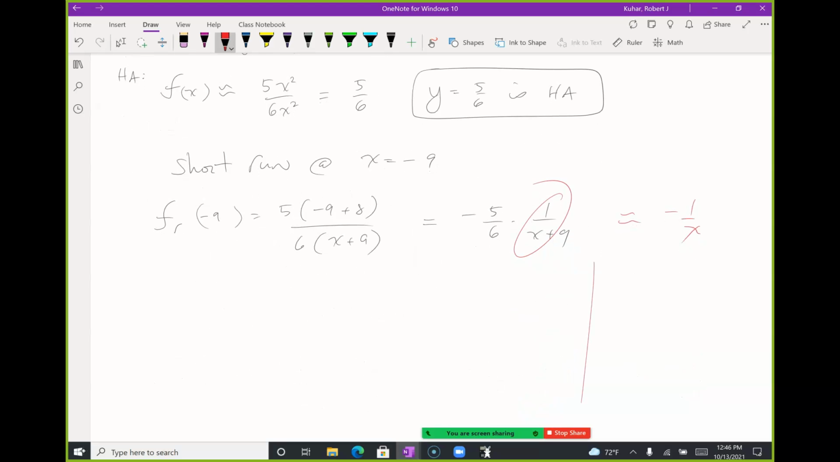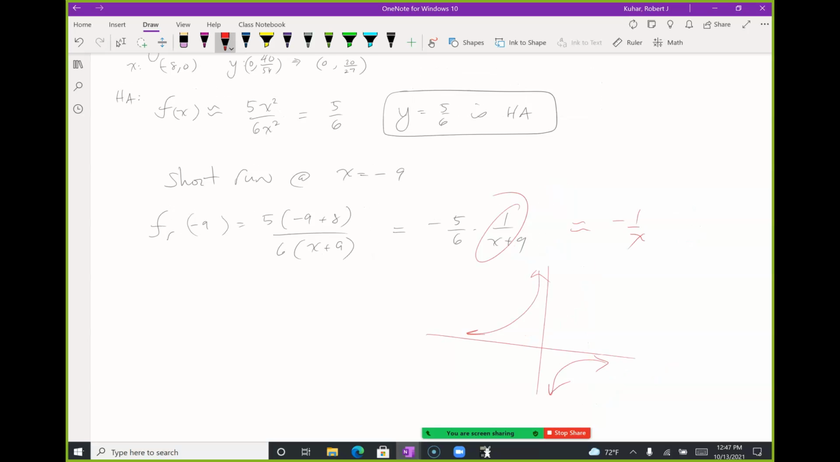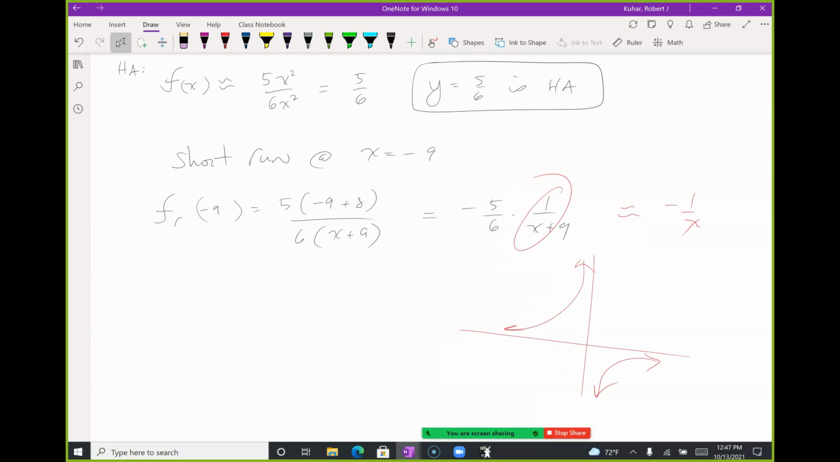Right? So negative 1 over x looks like this. At that vertical asymptote, at that horizontal asymptote, at that shift of the origin, I should see the behavior of negative 1 over x. Is everybody with me there? And is it always the short run behavior, either 1 over x or negative 1 over x?